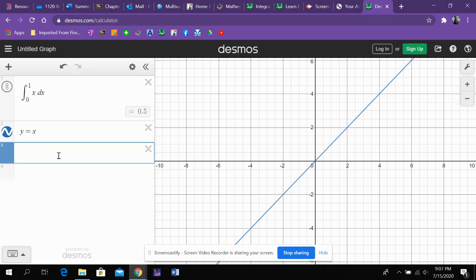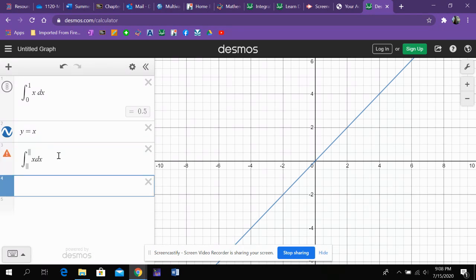The downside of Desmos for integration is that it can't handle symbolic integration. It won't tell you the formula. But if you want a numerical value for a definite integral, then you can get it from Desmos.